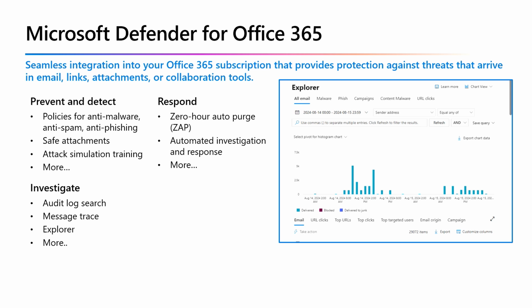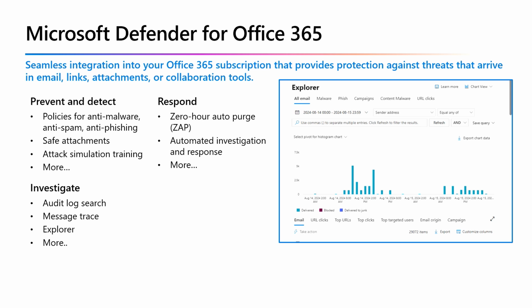Microsoft Defender for Office 365, which is available in 2 plans, Plan 1 and Plan 2, safeguards organizations against malicious threats by providing admins and security operations, SecOps, teams a wide range of capabilities. These capabilities can be categorized into preventing and detecting threats, investigating threats, and responding to threats.